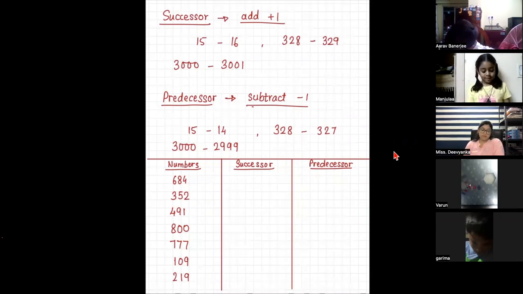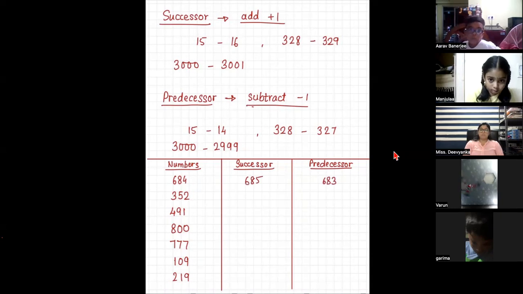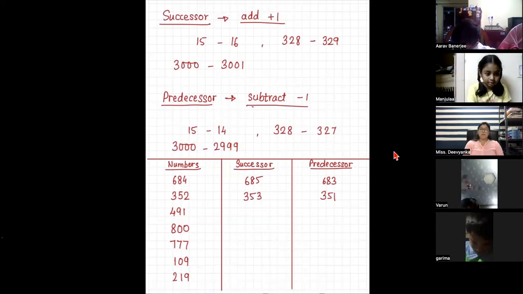Okay, chalo, let's discuss the answers now. Tell me the numbers so I can write. 684 successor: 685. And predecessor, the second one, is 683. 3053 successor: 3053. It's not 1,000, 300. 352, I mean 353. And predecessor: 351. Correct.